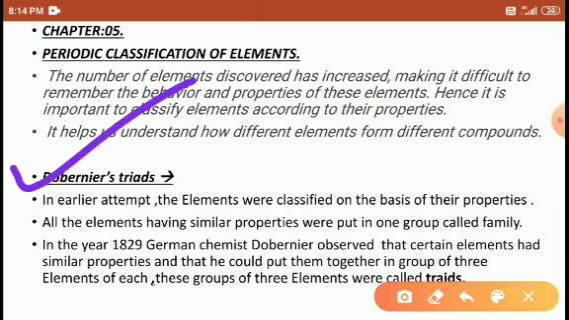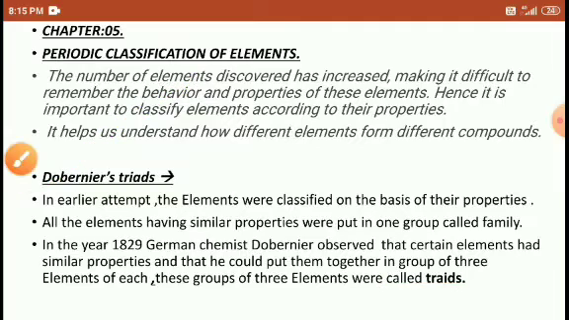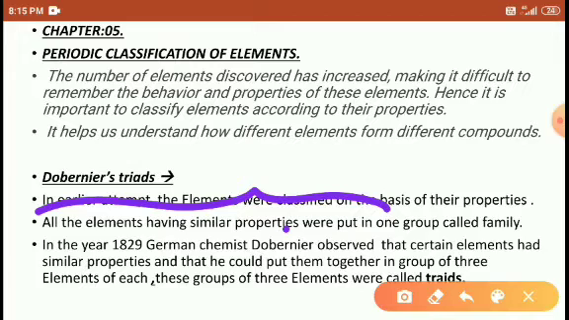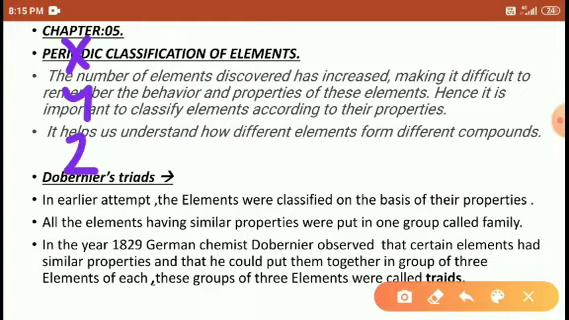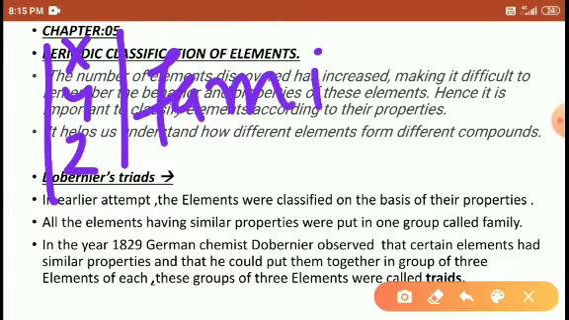Okay, the classification of elements was first studied by Dobereiner with his triads. In earlier attempts, the elements were classified on the basis of their properties. All the elements having similar properties were put into one group called a family. Whatever elements exhibit similar chemical properties, X, Y, Z, we call that a family.